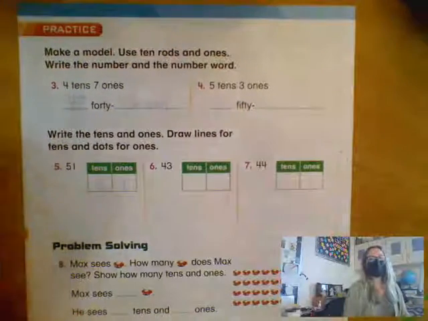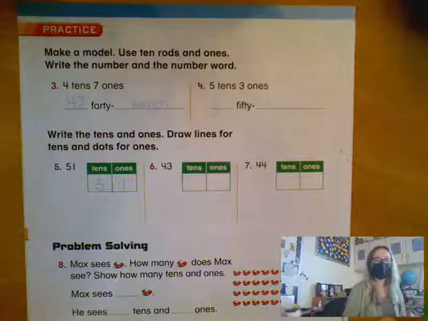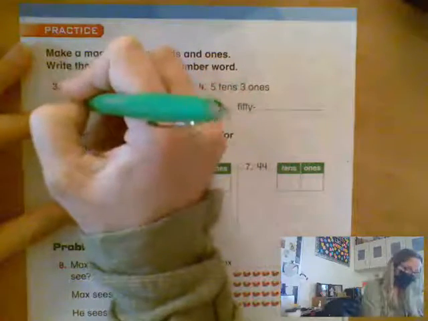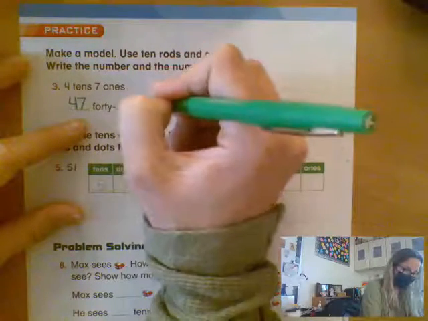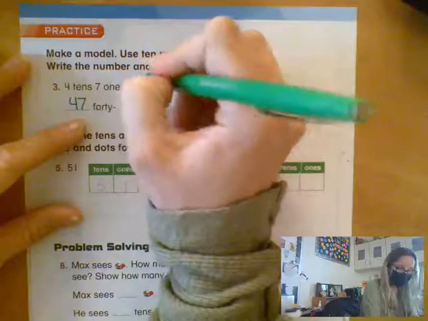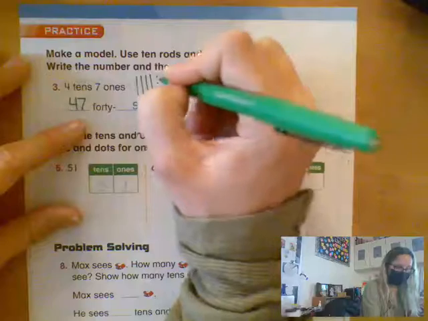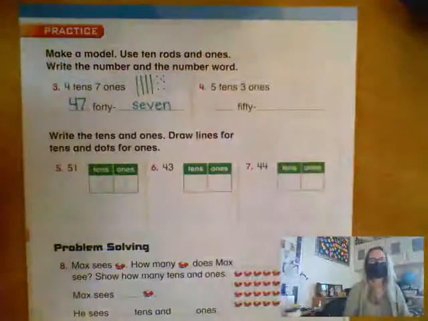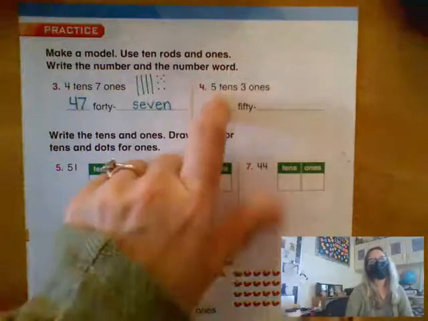It says make a model, use 10 rods and ones, then write the number and the number word. So they said here 4 tens and 7 ones was 47. They wrote the word 47. And then to model that using 10 rods, we would go 1, 2, 3, 4 tens, and 1, 2, 3, 4, 5, 6, 7 ones. All right, 53. I'm sorry, I just gave that answer away.